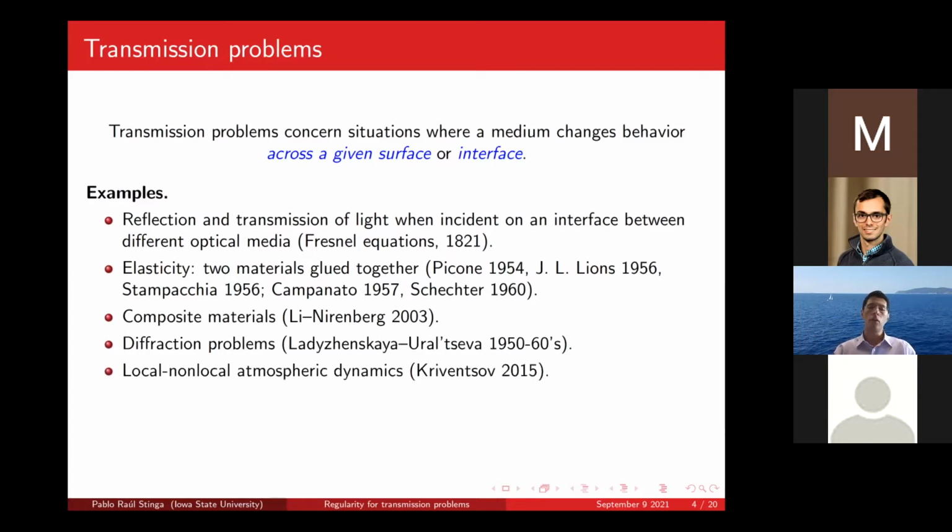And then there are local-nonlocal transmission problems, for example this work by Krivenkov on atmospheric dynamics. There is an equation that is nonlocal on the surface of the sea, the quasi-geostrophic equation, and say you have another equation on the land, say the heat equation, which is a local equation. When you pass from the land to the sea, the temperature changes, and the interface will be the beach. There will be a transmission surface. And many more examples.